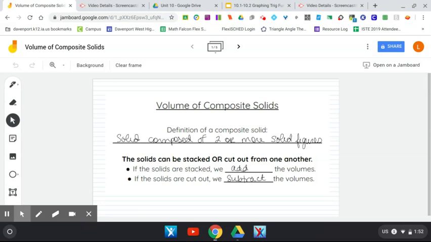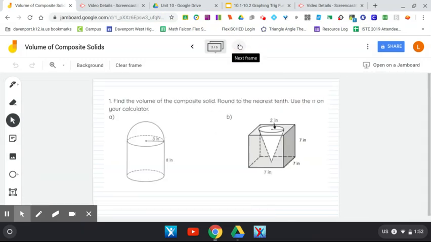All right, so let's go ahead and do a couple examples here. Start with number 1. We're going to find the volume of the composite solid, rounding to the nearest tenth. Because a lot of these have circular bases, we want to make sure we use the pi button on our calculator.